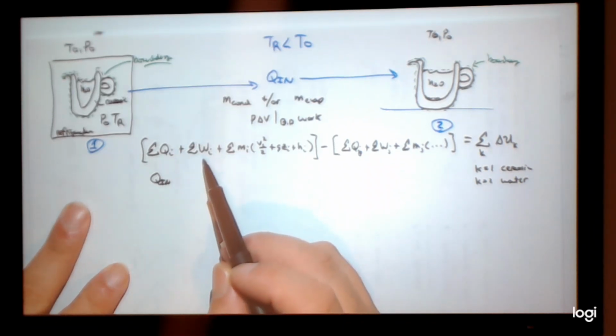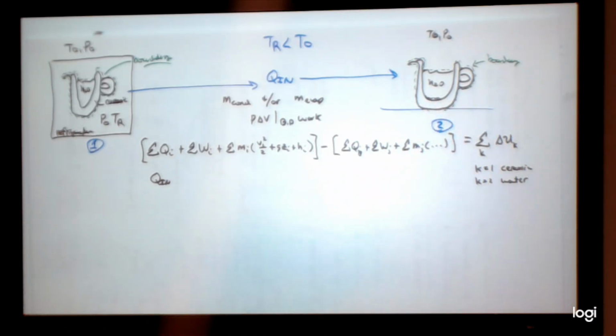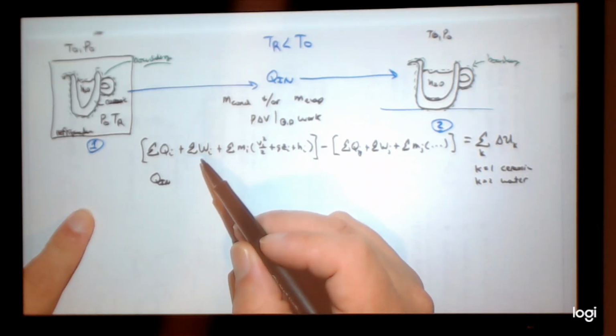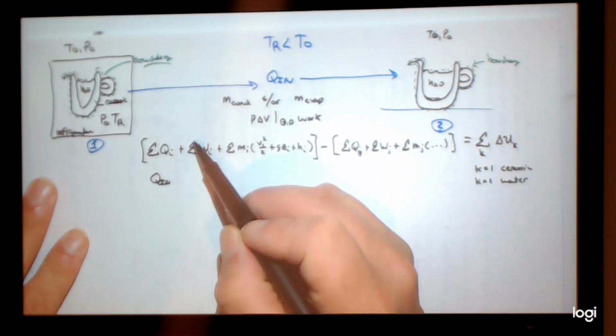And then work in, is there any work into the process? Well, if you didn't know if it was boundary work in or boundary work out, you didn't know how it expanded in the process, you could just put net work in and then use the integral form, okay? But in reality, both water and the ceramic expand when they heat up, so it's going to be boundary work out. So let's cross this out.